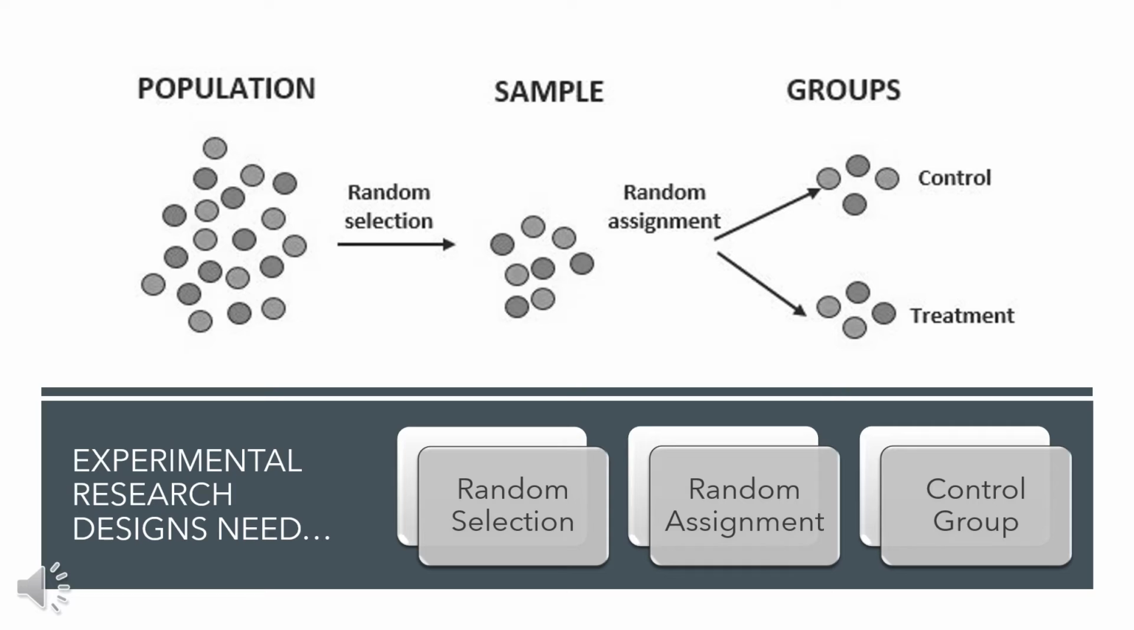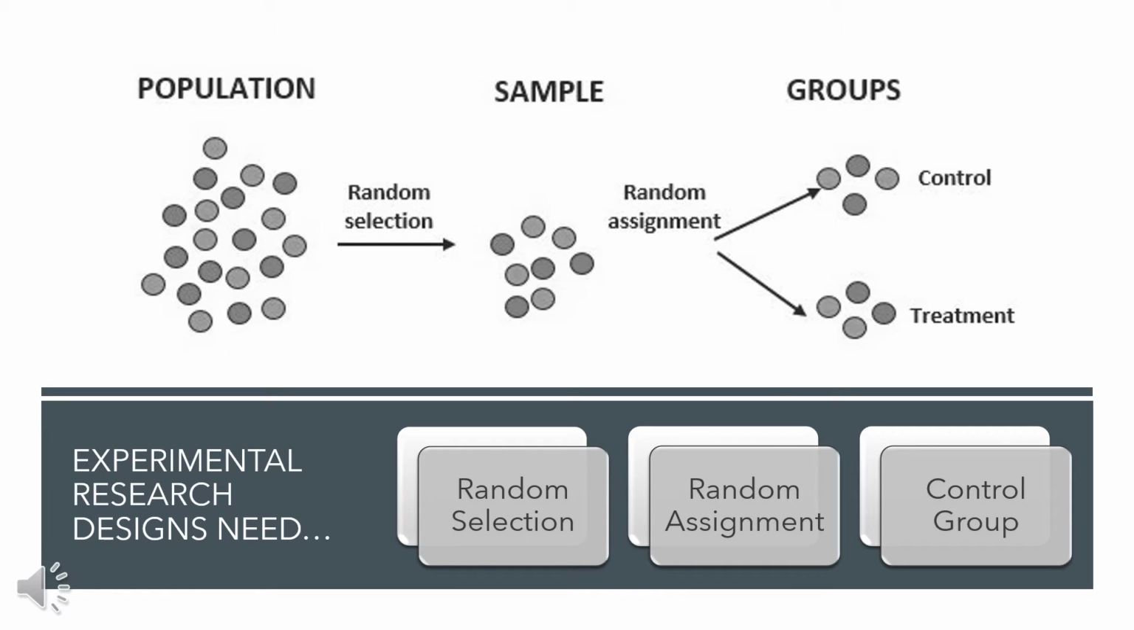For a study to be considered experimental, it needs to have three things: random selection, random assignment, and a control group. Random selection is when our sample is randomly selected from the population we're interested in studying. Random assignment is when the participants in the research study sample are randomly assigned to either the treatment group or to the control group.